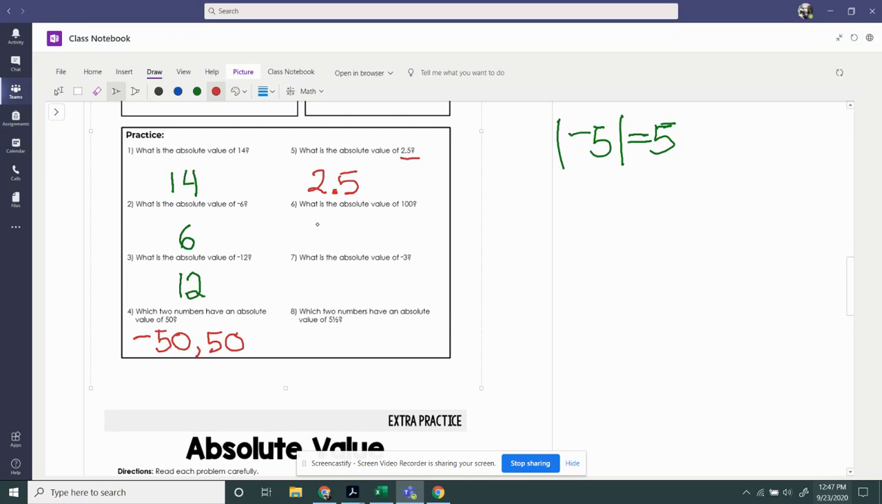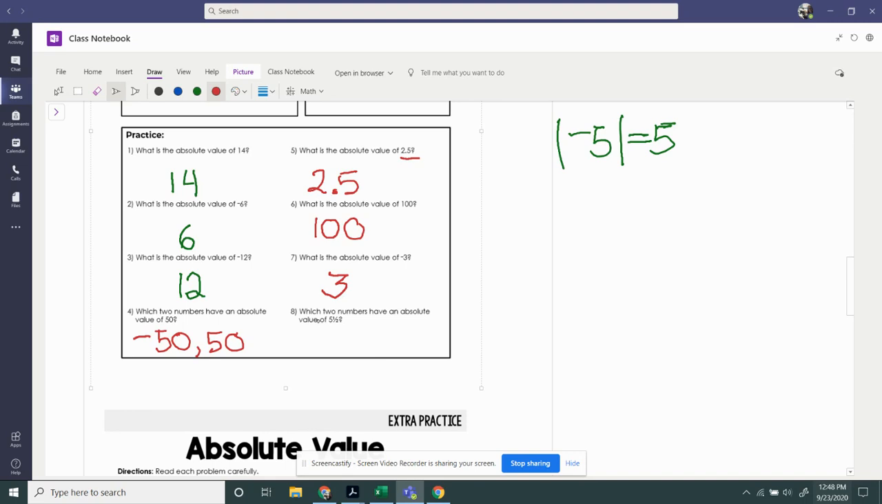What is the absolute value of 100? 100 is 100 units from 0 on the number line. So the absolute value of 100 is 100. Let's fix that 0, make it look a little better. There we go. Number 7, what is the absolute value of -3? -3 is 3 units from 0 on the number line. So the absolute value of -3 is 3.